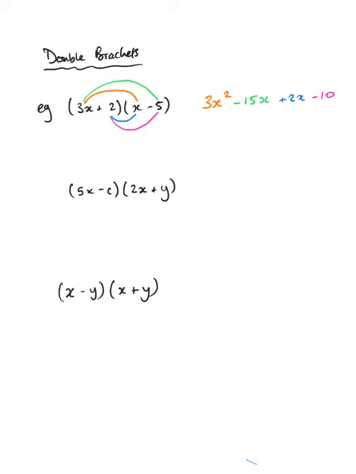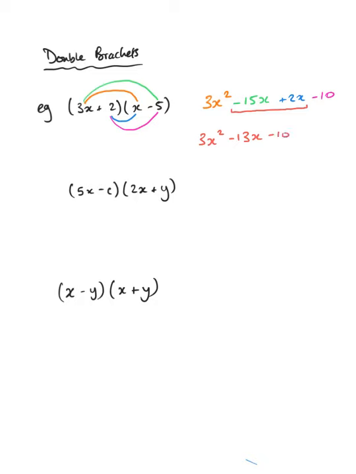Now we can simplify this a bit. We can bring the minus 15x and the plus 2x together. Can't combine it with the x squared because x is different to x squared. I'm going to get 3x squared, and minus 15x plus 2x is minus 13x, minus 10.